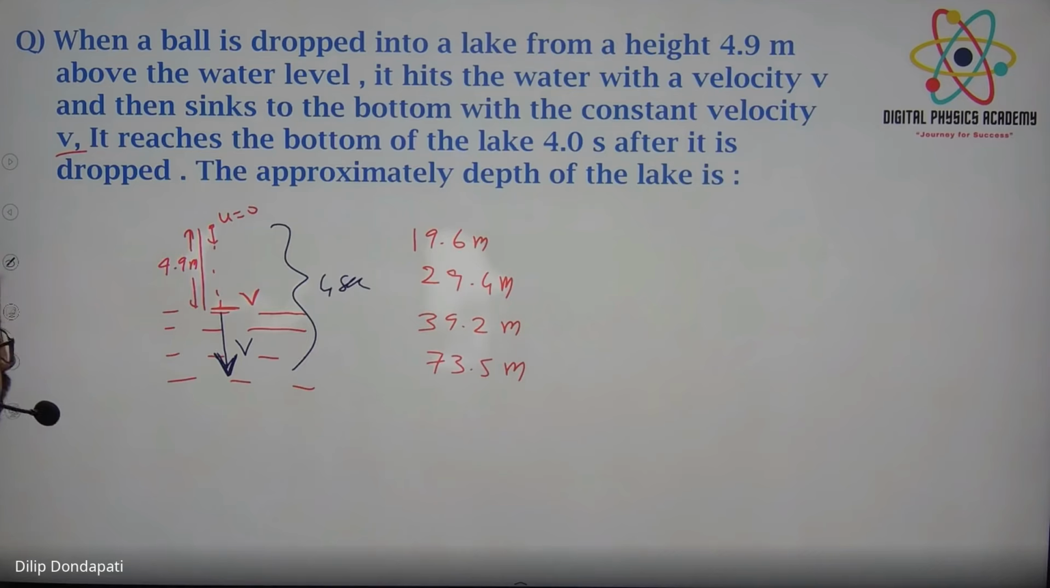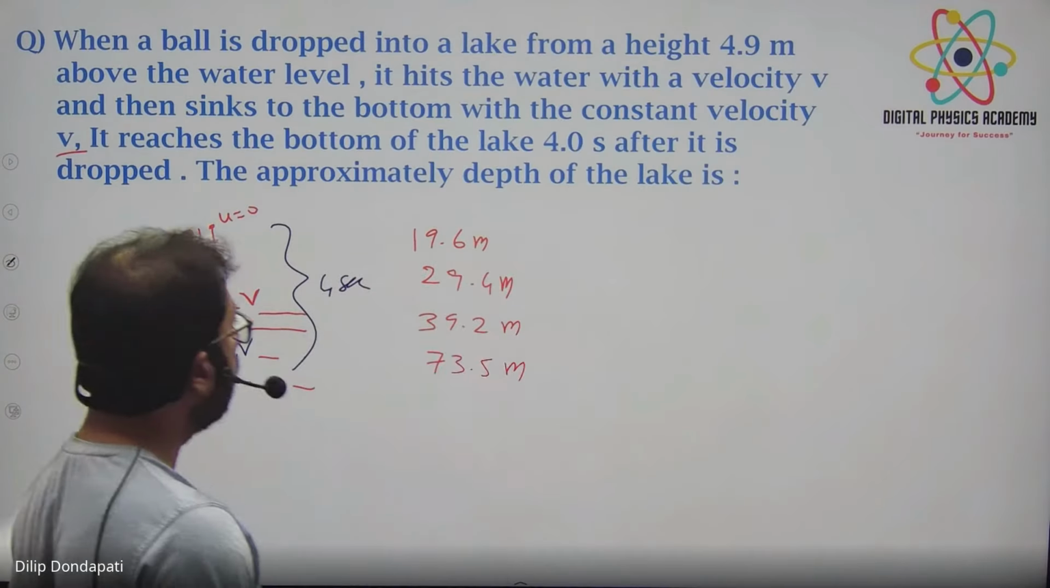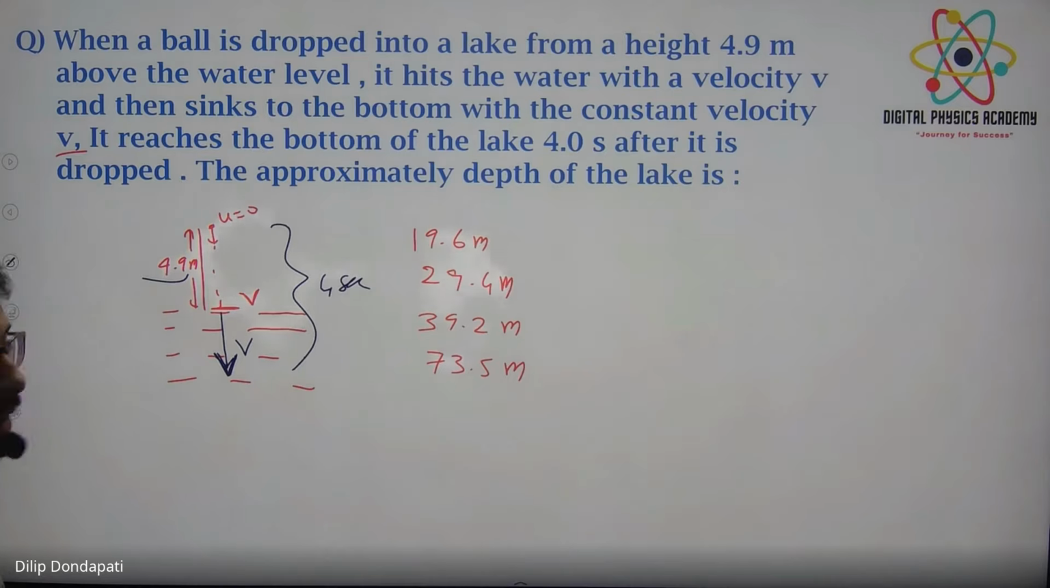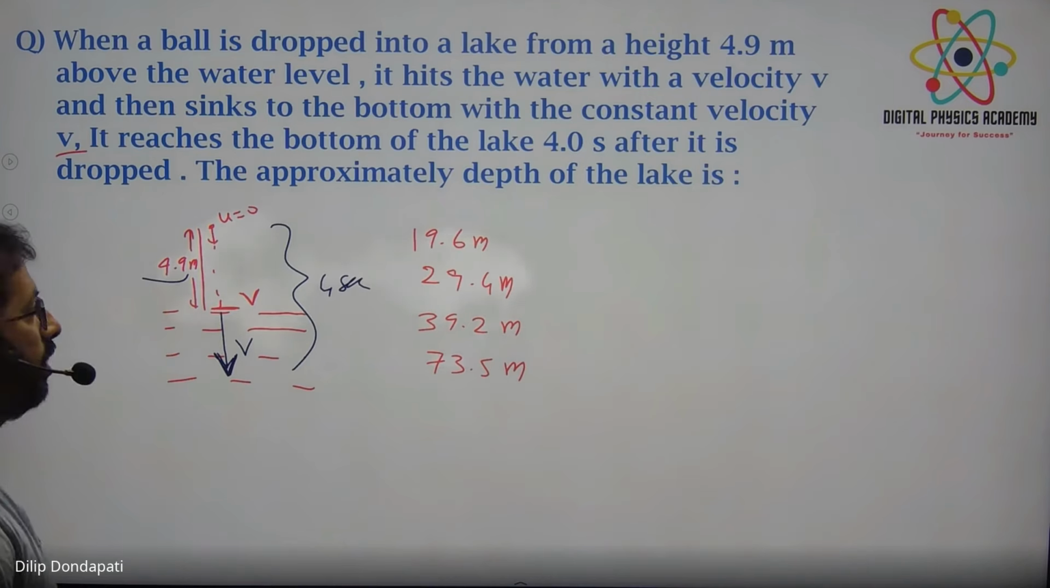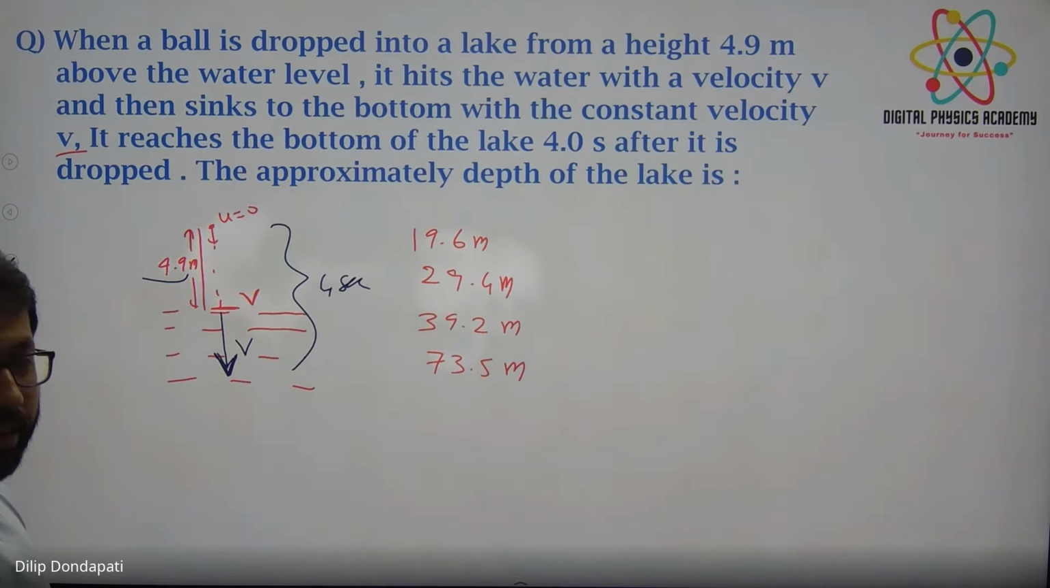So should we take g as 9.8 or 10? 9.8. So sir, in this acceleration will not be positive. Take 9.8, because here multiples of 9.8 are there, right? The velocity is constant, so acceleration is 0, right? So sir, the g will be positive in this. First say the answer, we will see g positive or negative later. He's telling approx depth of the lake is.